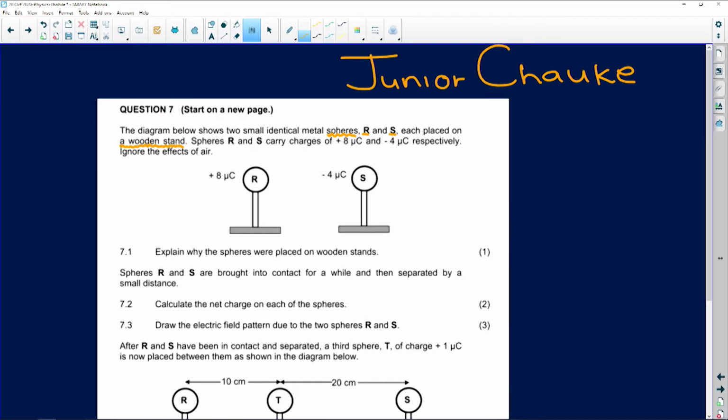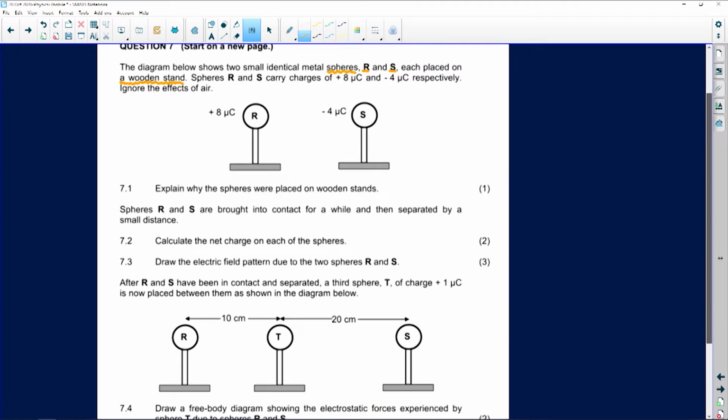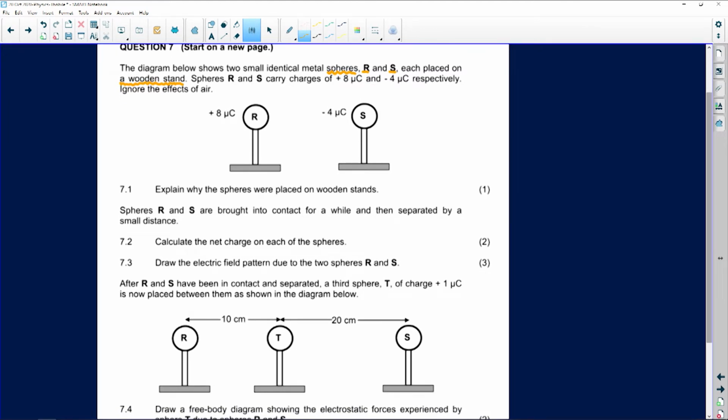So let's look at the diagram that we're given. These are my 2 spheres. I've got R and I've got S. I can see that one is positive, one is negative. Just to elaborate further, if we've got opposite charges, they will attract, and like charges will repel. So let's see what the question says. It says, explain why the spheres were placed on a wooden stand. And this is only for 1 mark. Now, I just want to elaborate on that question further.